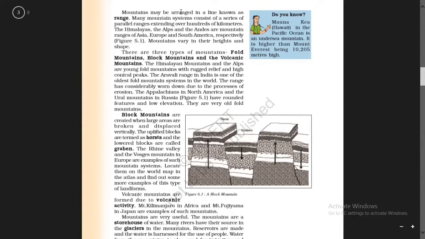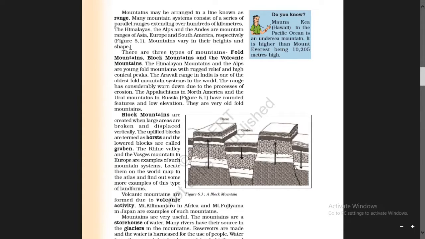Mountains may be arranged in a line known as a range. Many mountain systems consist of a series of parallel ranges extending over hundreds of kilometers. The Himalayas, the Alps, and the Andes are mountain ranges of Asia, Europe, and South America, respectively. Figure 5.1. Mountains vary in their heights and shape.